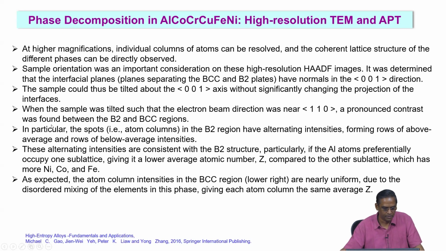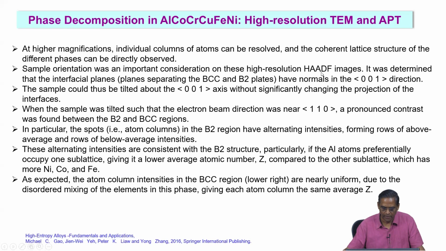and so in particular, the spots in the B2 regions have alternating intensity, forming rows of above average and rows of below average intensities. So, this kind of image should be available from this mode of imaging.